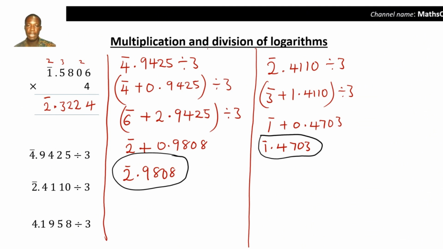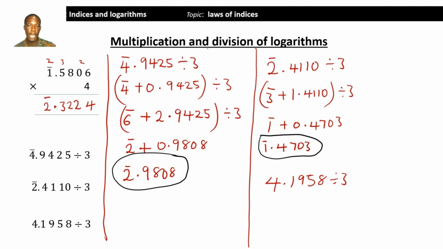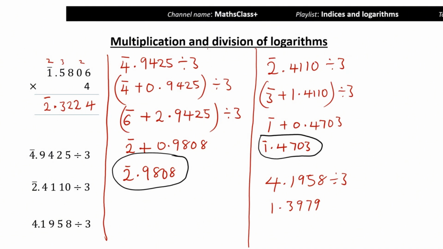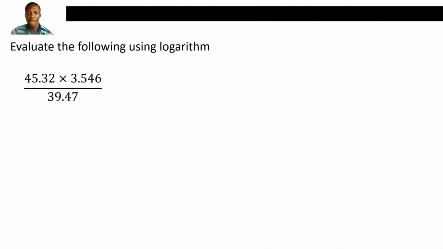Okay. Then the last example, 4.1958, also divided by 3. Now this one, they are all positive values. So we just do straight away, we do the division, whatever value we get, that is what it is. So when I divide 4.1958 by 3, the result is 1.3979. So that is it. Okay, so now we have looked at addition, subtraction, multiplication, and division of logarithmic values.